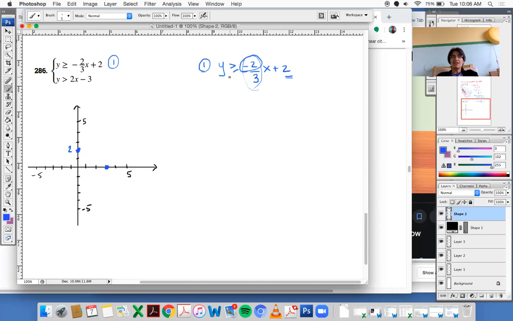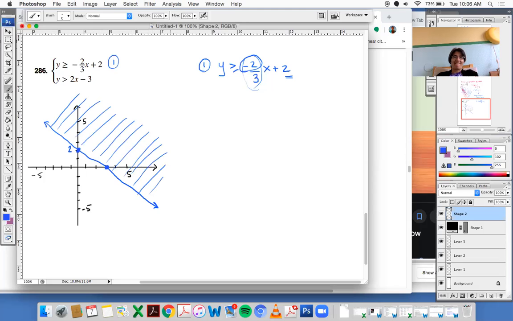All right, now we're going to draw the line. Because there's an equal under the inequality, this is going to be a solid line. So that's what the line looks like. Now we shade. We're going to shade above the line because this is y is bigger than this line. We're going to shade above like this. Any questions with that graph?